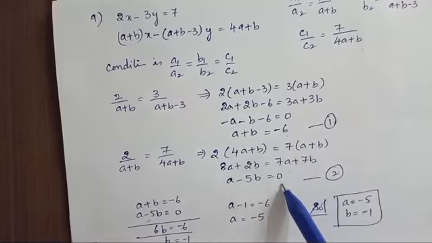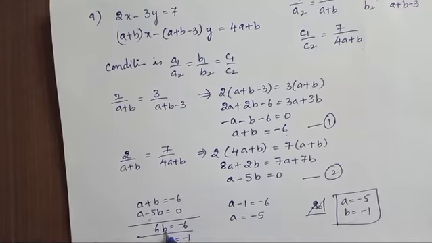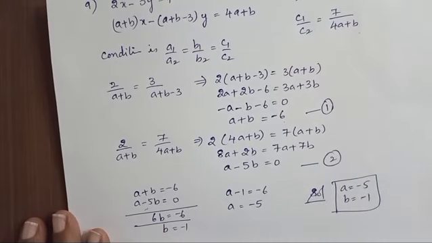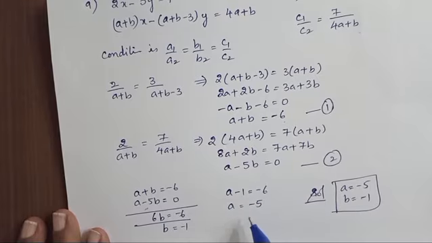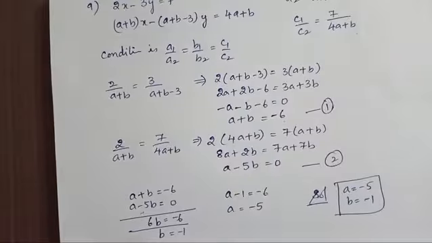Now, let us solve the first and the second equation over here. So when I subtract these two equations, I get 6b is equal to minus 6, b is equal to minus 1. Let me put b is equal to minus 1 in the first equation. I get a minus 1 is equal to minus 6, hence a is equal to minus 5. The solution is a is equal to minus 5 and b is equal to minus 1.